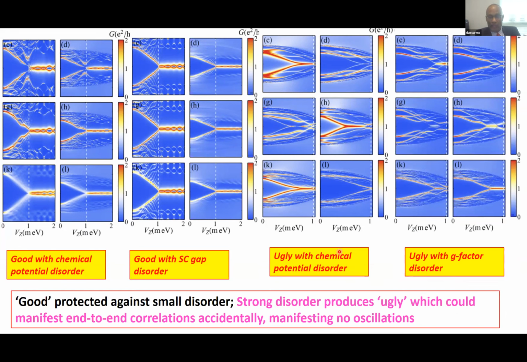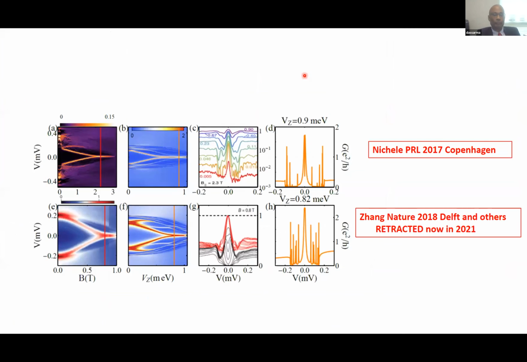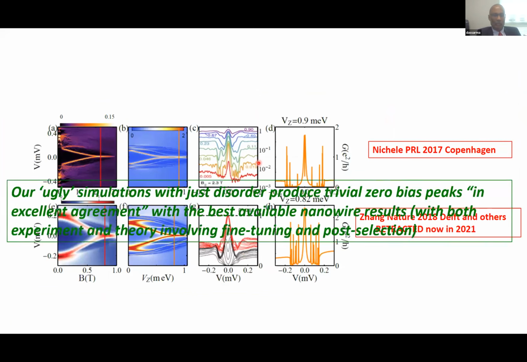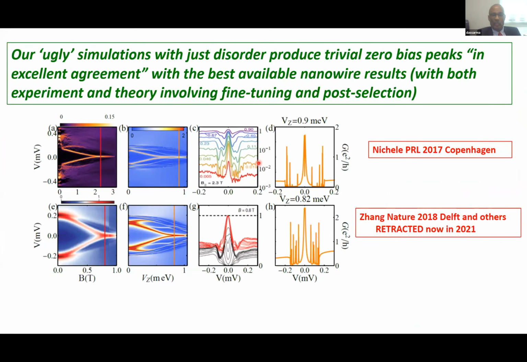Strong disorder will produce ugly, and ugly may fool you into thinking that you have seen the Majorana. And I think this is what has happened in all the experiments so far, all the nanowire experiments for sure, and it may very well be all the experiments, period. Right? So again, let me emphasize, this is Nichel, this is Zhang. Okay, retracted now, doesn't matter. Our ugly simulation, just disorder, produces very good agreement with both. Okay, this is the summary. Doesn't matter, before retraction, after retraction. It involves a lot of fine-tuning and post-selection. So do the experiments, okay?